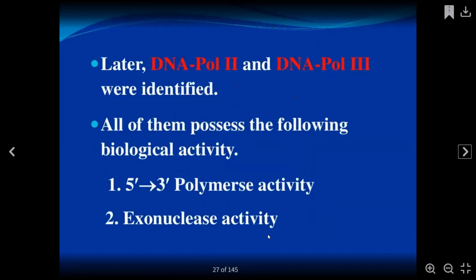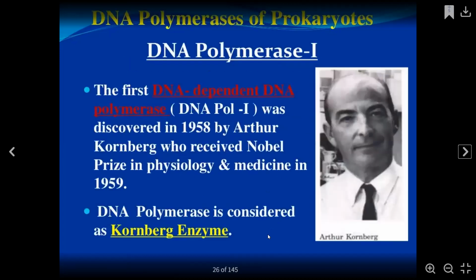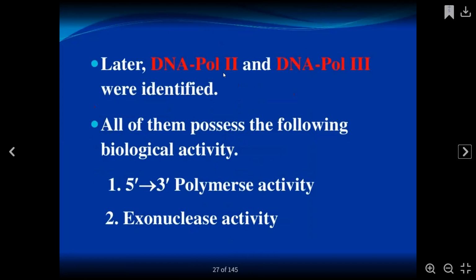I think you have an idea, but still I'll tell you, we have three types of DNA polymerases. The first one is DNA polymerase 1, which was identified by Kornberg. Later on, they identified DNA polymerase 2 and DNA polymerase 3. In short, we call them DNA pol 1, pol 2, pol 3. These were identified later, and all of them have the following biological activity: 5' to 3' polymerase activity and exonuclease activity.